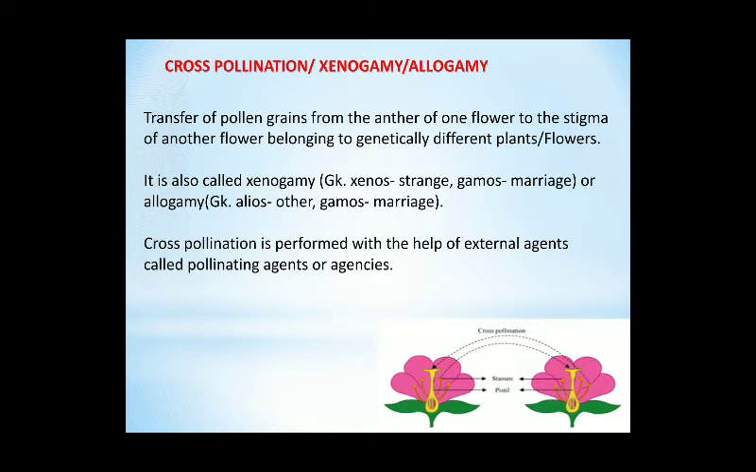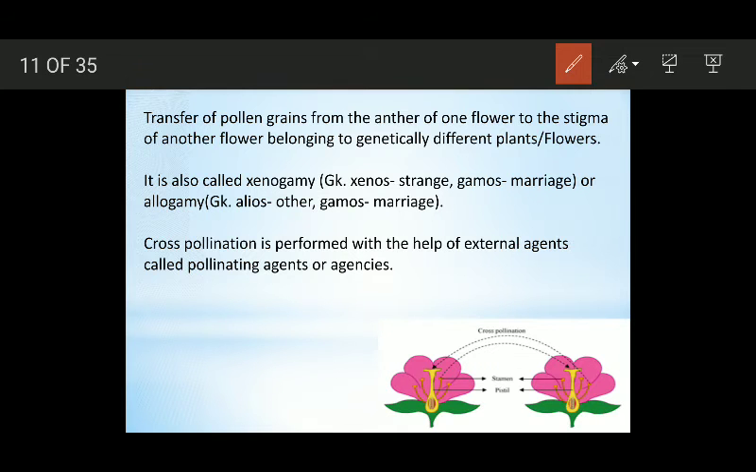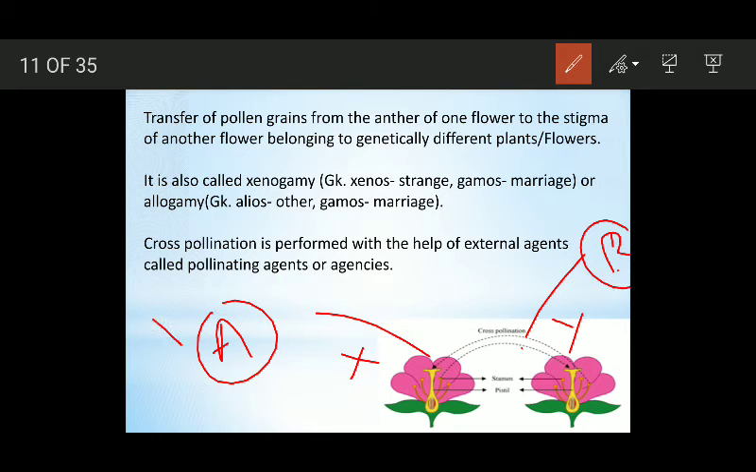Here in the figure you can see there are two flowers. Let's suppose this is flower X, this is flower Y. This flower is present on plant A, this is present on plant B. Obviously, these two plants have different genetic constitutions. They are genetically different. When pollination takes place between two flowers, say from anthers of this flower, pollen gets transferred to the stigma of that flower, or reciprocally from anther of this flower to stigma of that flower. This is known as cross pollination.